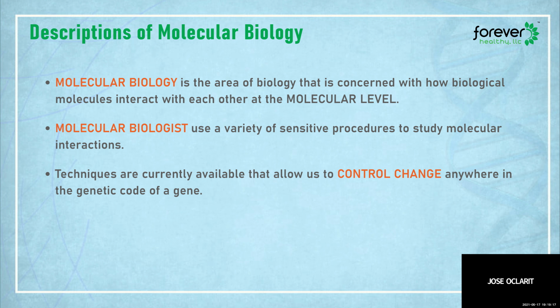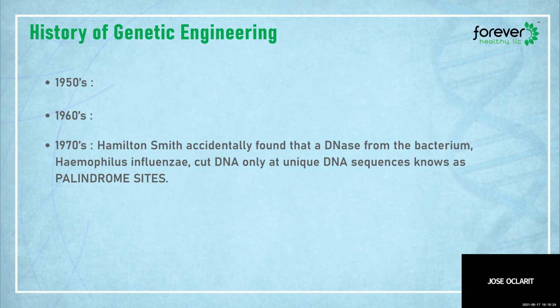The history of genetic engineering started in the 1950s and 1960s. It was only in the 1970s when the DNA was isolated and Dr. Hamilton Smith accidentally found a certain enzyme in bacteria, which we call DNase. This is in the bacterium Haemophilus influenzae, which is actually a cause of flu. They found out that this bacterium was able to release an enzyme that could cut DNA only at a unique site or a unique DNA sequence.